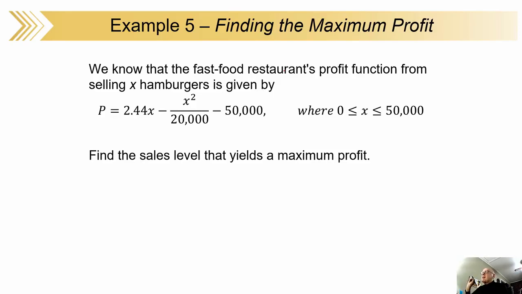So someone has done some work for you. You probably paid them good money, and they've come up with a profit function for you. So here's your profit function. Notice that this is a capital P.